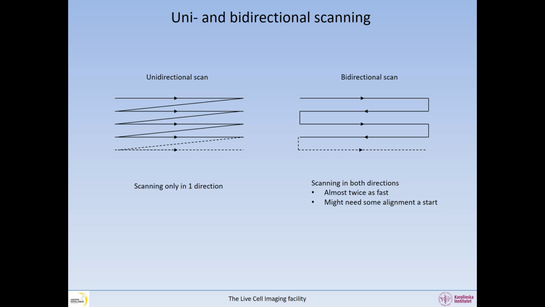Or we could scan the line and then, when we move back along the next line, we could scan again. This is called bidirectional scanning. In this case, we are scanning in both directions and it goes almost twice as fast. Not completely twice because of the turning point. The turning takes time. At the beginning you might need some realignment, but it works very well anyway. So you go faster. This is a trick to go faster with a single point confocal.